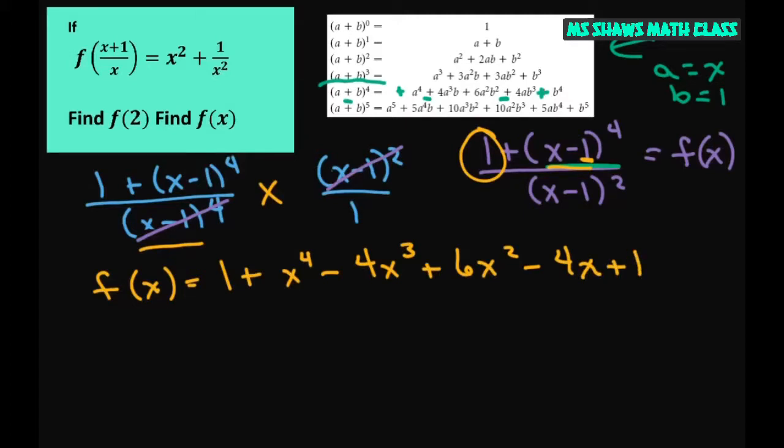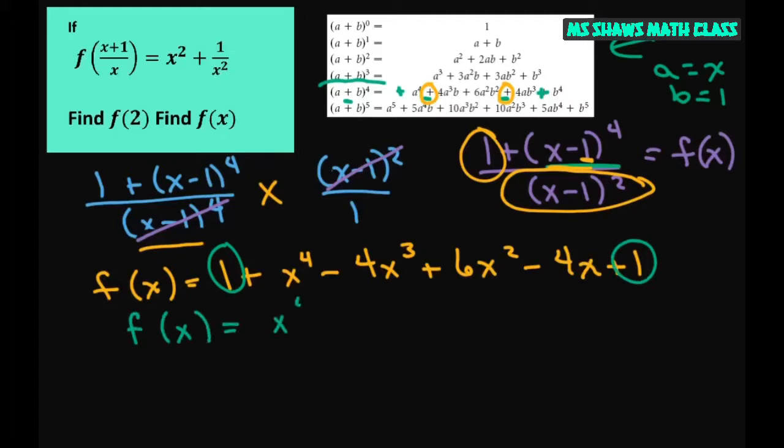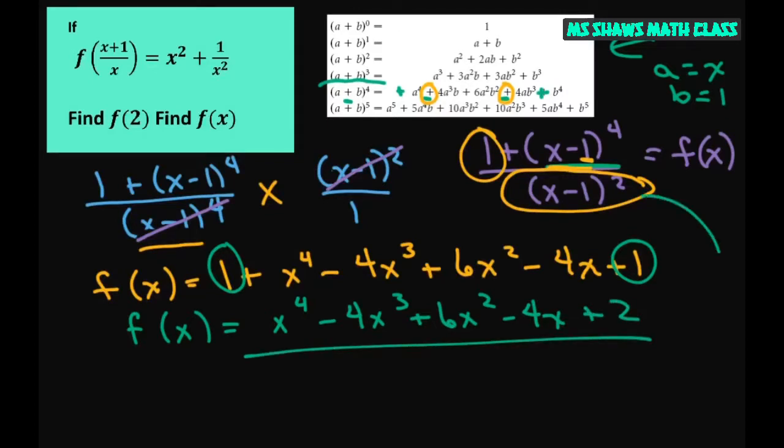So all I did was expand, and every other one of these pluses, I changed to negative. And our denominator is this, and I'll write that in a minute because I'm running out of room. So basically, to clean this up, I'm going to add those two up. So you get f of x equals x to the fourth minus 4x cubed plus 6x squared minus 4x. And then adding these two ones, you get plus 2. And then our denominator, if you expand that, that is going to be x squared minus 2x plus 1.